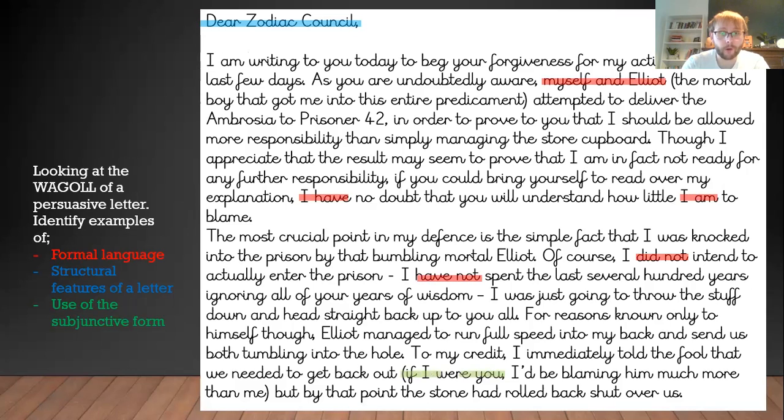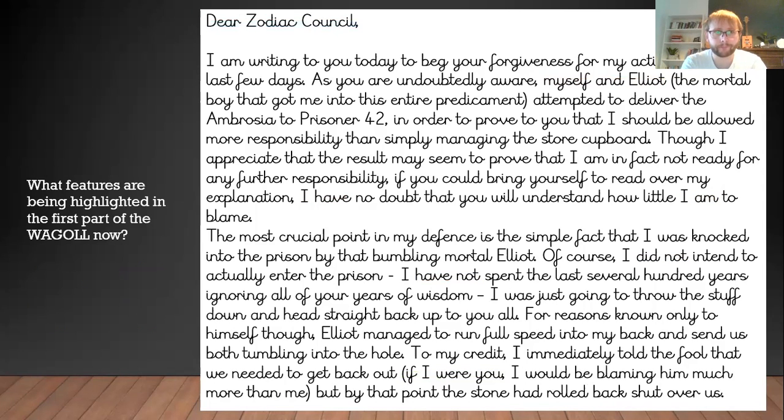For the subjunctive form, "if I were you" is what you would be looking for there. That's the only example in there of subjunctive form. If you still don't know what subjunctive form is, don't worry. Your lesson on Friday is going to be all about subjunctive form, so you'll learn about it then.